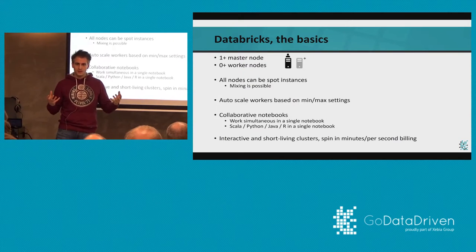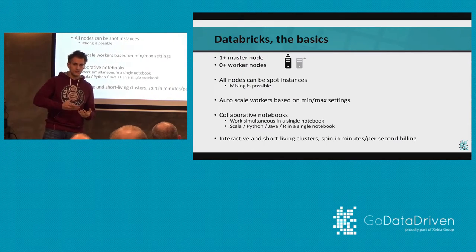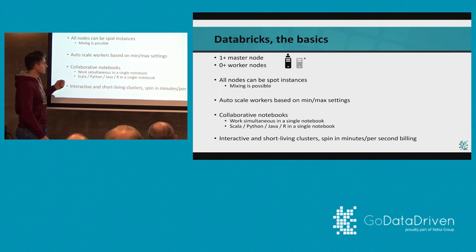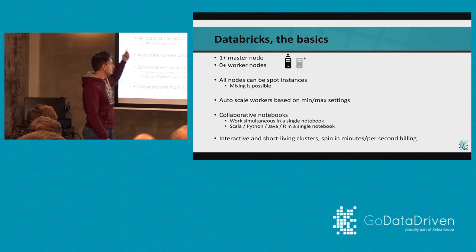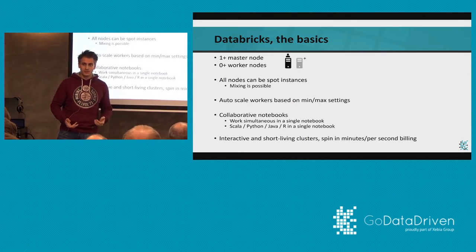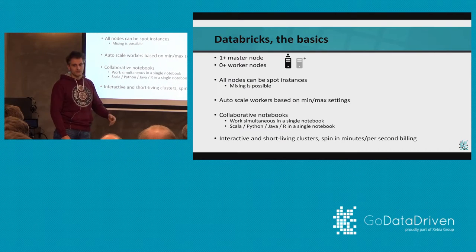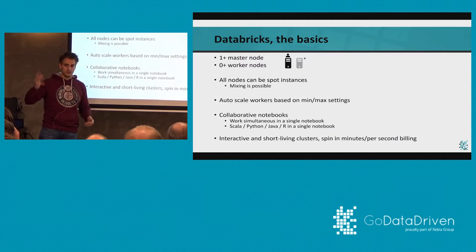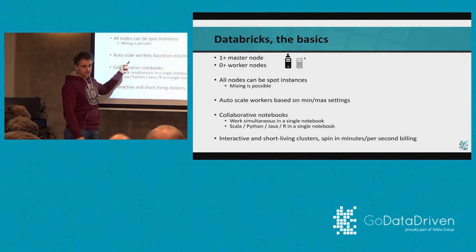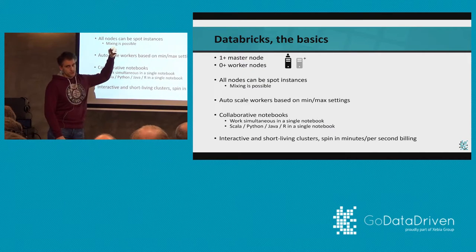Why zero? Because you can have long-living clusters, and you can basically downscale it to zero workers when in the night you're not running anything. So it costs less. Everything can be spot instances, and as Niels explained, they can be pretty great because they're quite cheap. You can mix them in any way possible. You can have four spot, six non-spot, whatever you like. It auto-scales, just like EMR does. Therefore, you can have zero or more worker nodes.